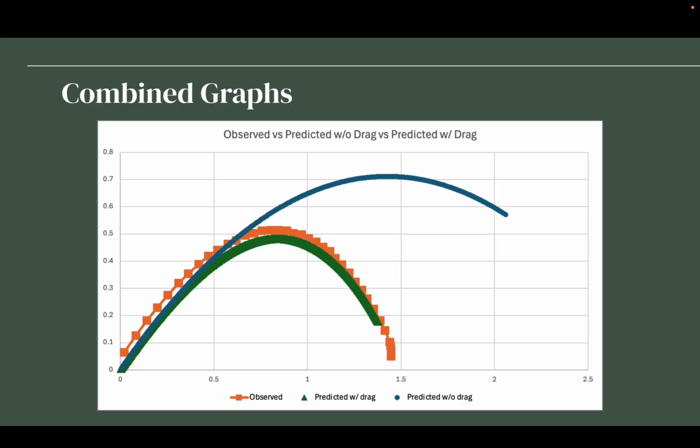When I combined the three graphs, I noticed a large difference between the predicted path without drag and the other two. The ball goes a lot higher and farther. The predicted path with drag is slower, which is why it doesn't make it as far as the observed path, even though they hit around the same height.